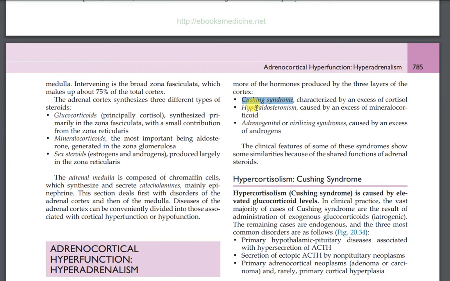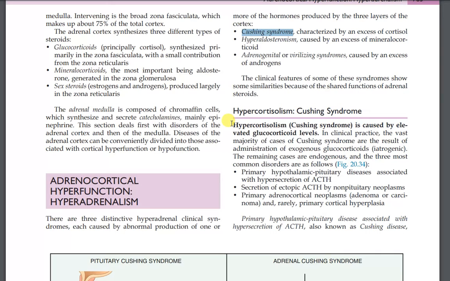Hyperaldosteronism happens due to excess of mineralocorticoids. And adrenogenital or virilizing syndromes happen due to excess of androgens. Especially it's visible in childhood. For example, a 10-year-old male will act like he is a 16-year-old boy. So clinical features are different, and we'll discuss them now.